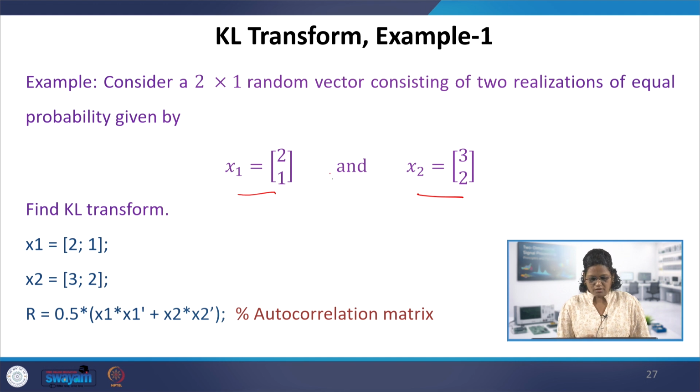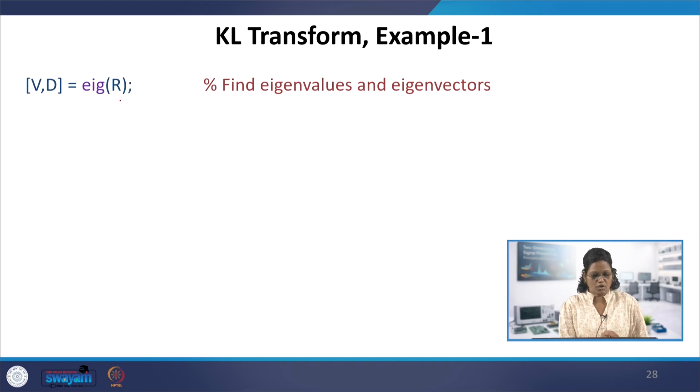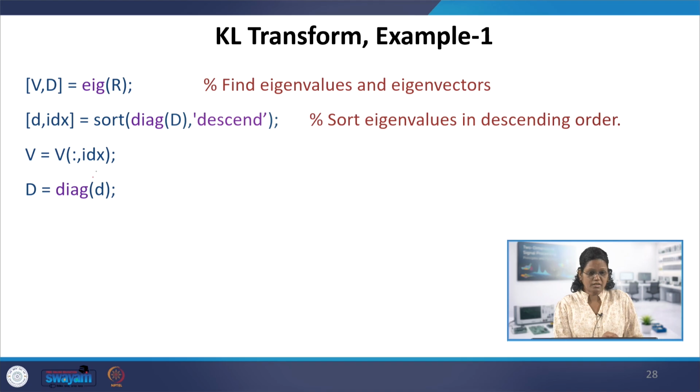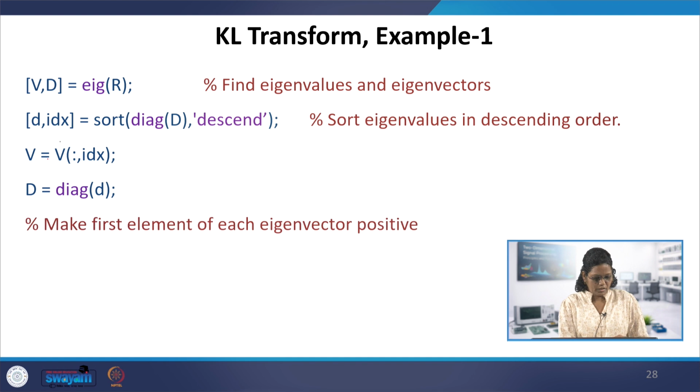First, we find x transpose for both of them, and find the 1 by 2 autocorrelation matrix, and then find the eigenvalues of the autocorrelation matrix, that is lambda, and sort lambda in descending order. That means the highest value first, then the next one, and so on. So the sort function is used. Then you can collect the IDX as V and take the diagonal values only. Here, the diagonal of D is 1.